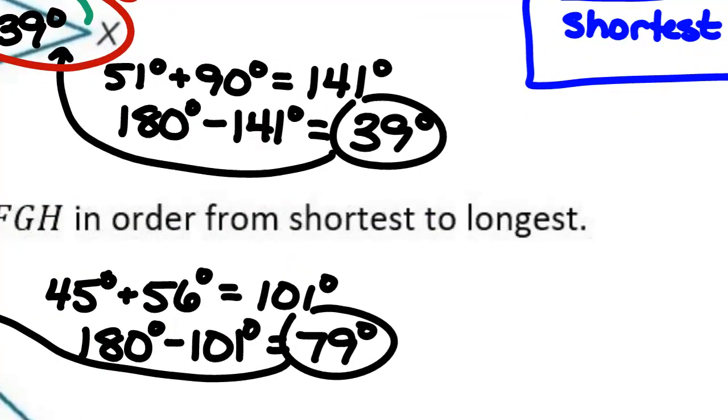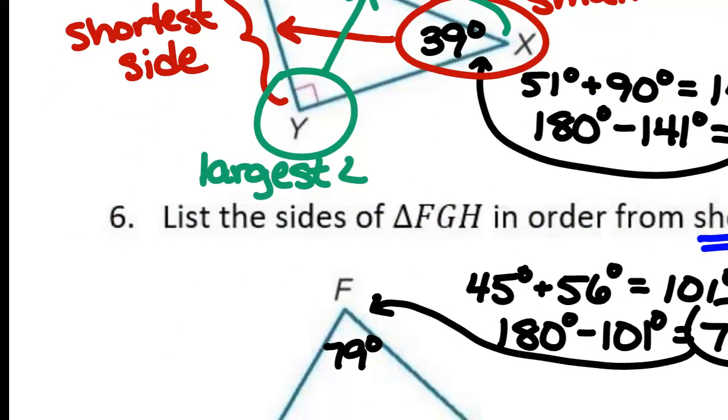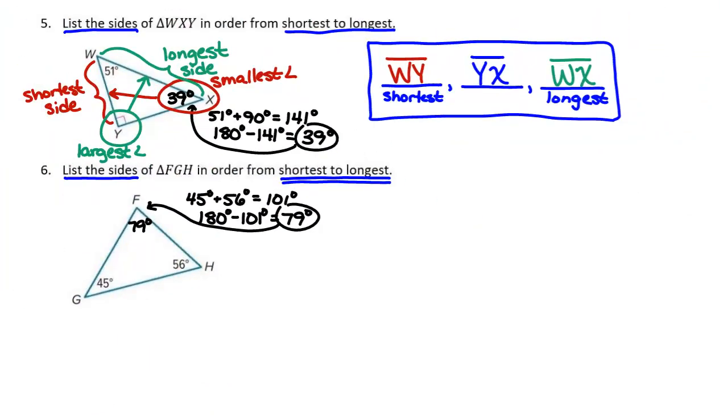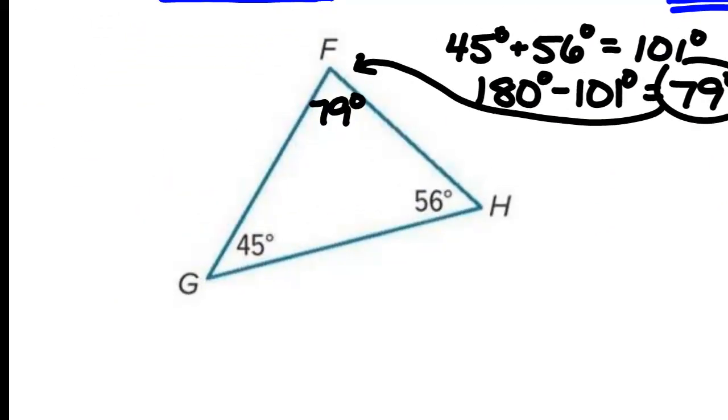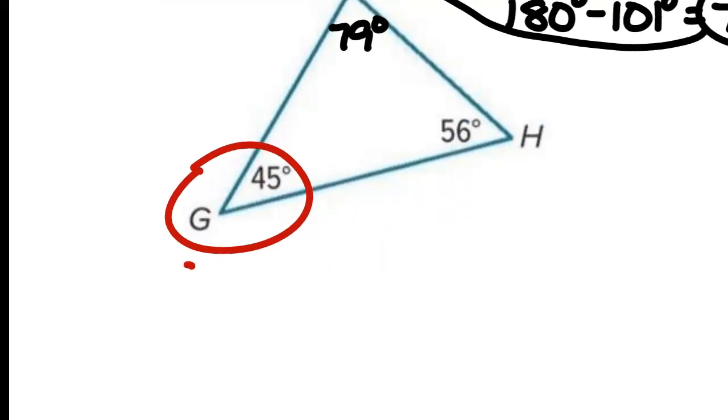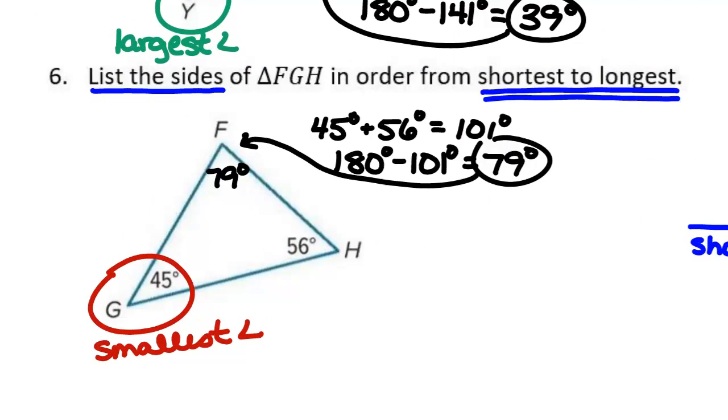We're still doing shortest to longest. We're still doing our sides. So my shortest side would have to be across from my smallest angle. Which angle is the smallest angle? G, 45 degrees. Smallest angle. So what's the shortest side then? FH.